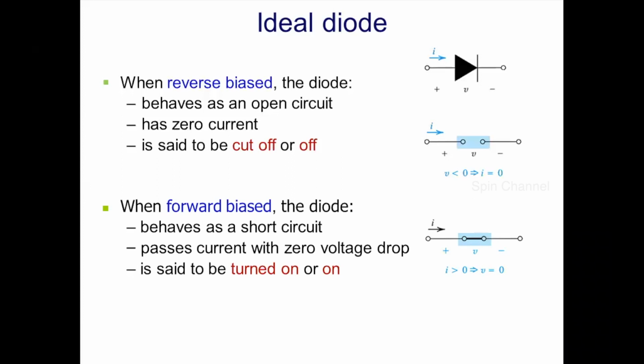Now, if a positive voltage is applied to the diode, I hope you remember the discussion. When a positive voltage is applied, the depletion region narrows down, allowing current to flow through the diode. So the diode behaves as a short circuit, allowing current to flow through the diode. Now the diode is said to be forward biased, or it is just turned on.